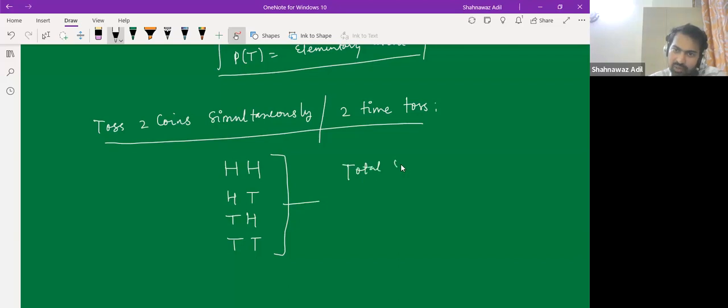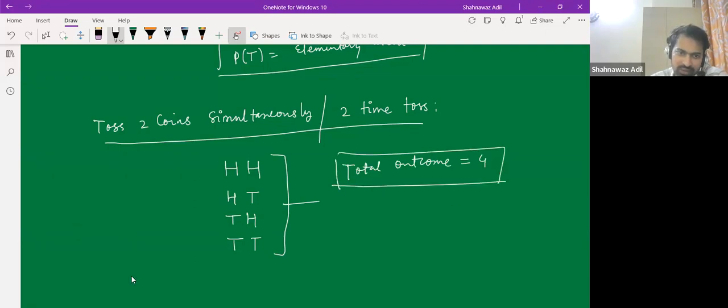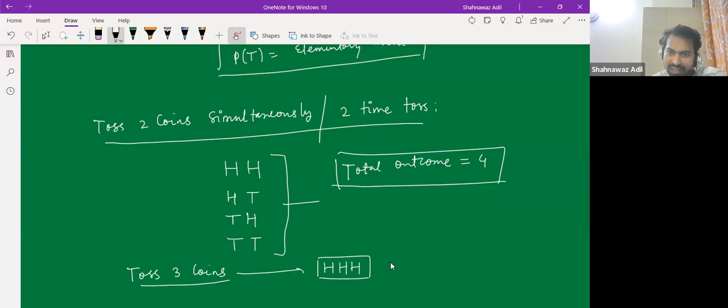Right. So these are the total outcomes. In the next class, I will ask you, let's say, we toss three coins. So you guys think about it. I will tell you the first one, and Amar will say that this is the one. So these are the two, and you guys find out what the other possibilities are. So think about it and tell me in the next class.